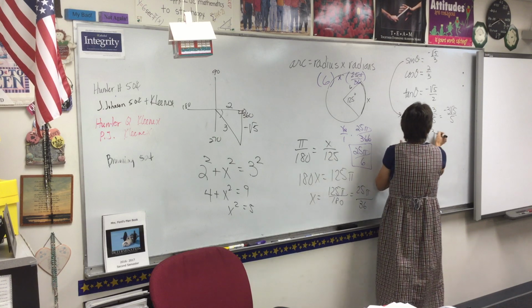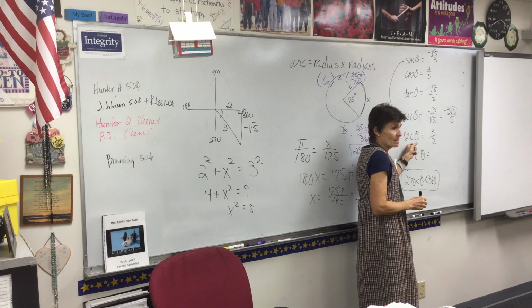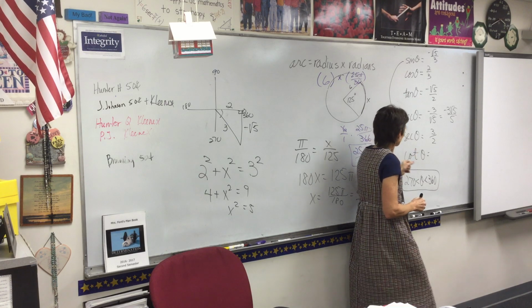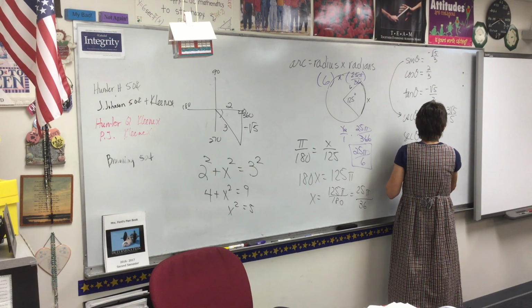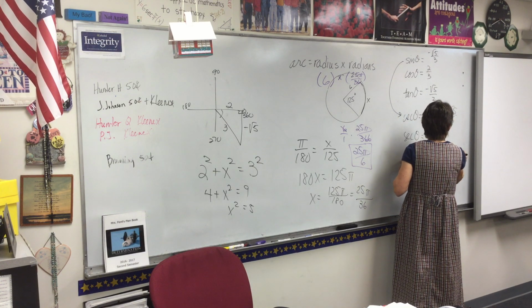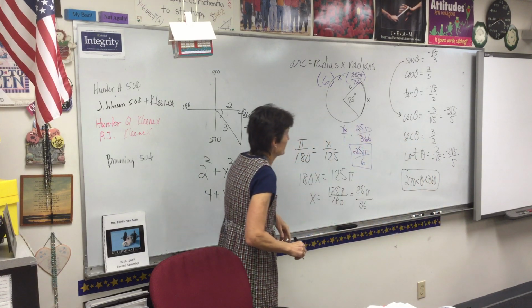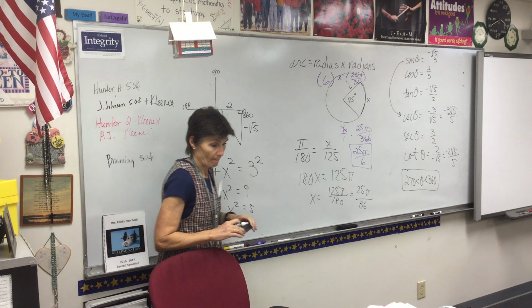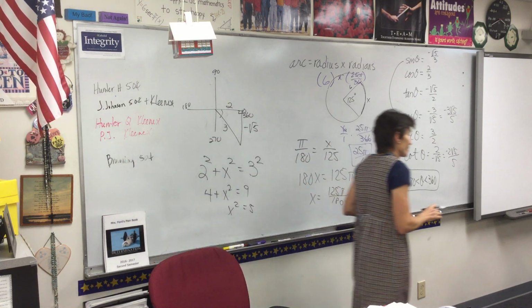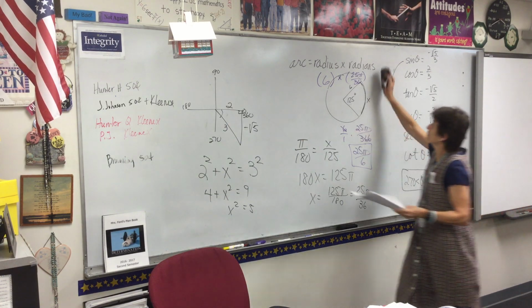Secant, 3 halves. Actually, we could have done that one right away, right? Because we knew the cosine. And then cotangent, 2 over negative root 5, or negative 2 root 5 over 5. Anybody have a question about a step in that problem? Seems like we've been doing those forever.